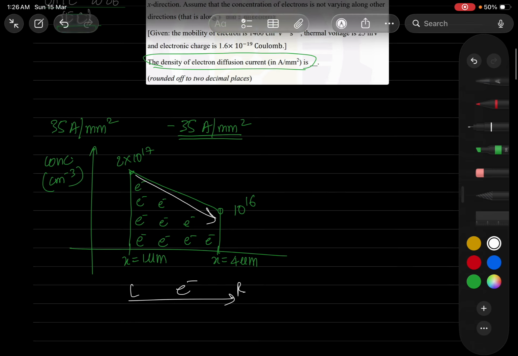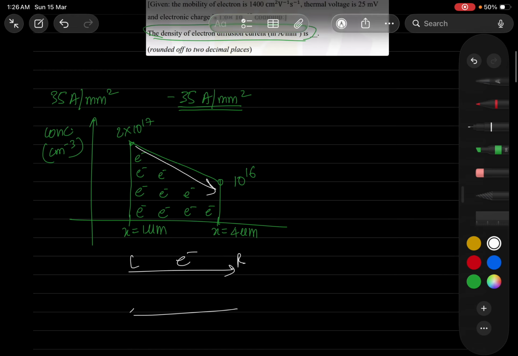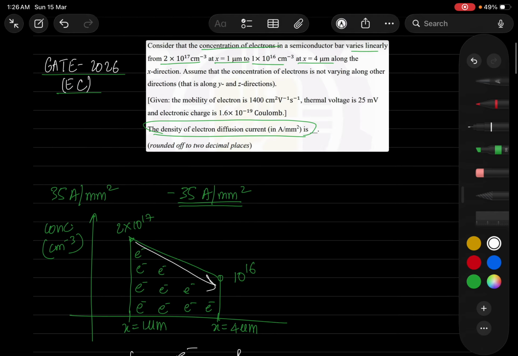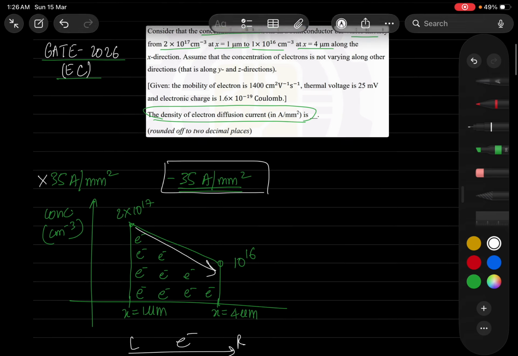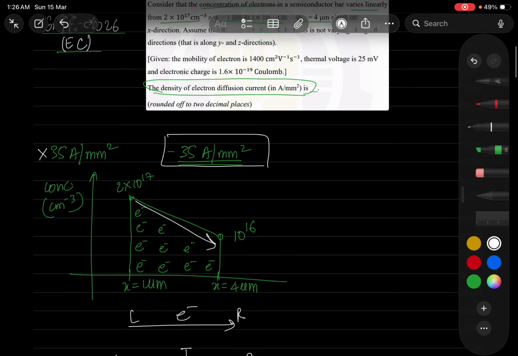And if electrons are moving from left to right, the conventional current has to move in the opposite direction, from right to left, which is the negative direction. That is why at the start of this video I said that 35 can never be the answer to this question. The correct answer is always going to be a negative number. Now let's find out its value.